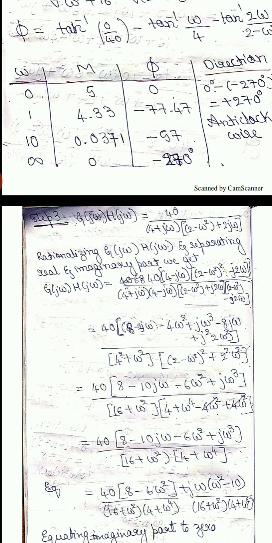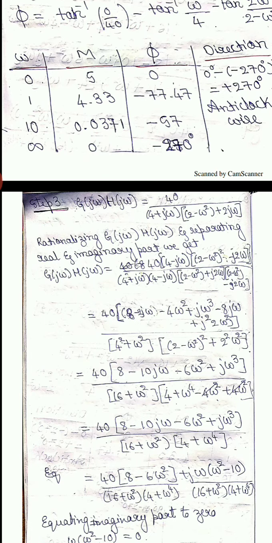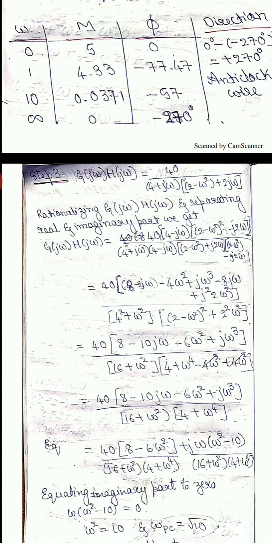into (2 minus omega square) whole square minus j 2 omega, divided by (4 plus j omega) into (4 minus j omega) into (2 minus omega square plus j 2 omega) into (2 minus omega square minus j 2 omega). If you solve that one, I have written it stepwise. See the steps and you'll get the final equation.